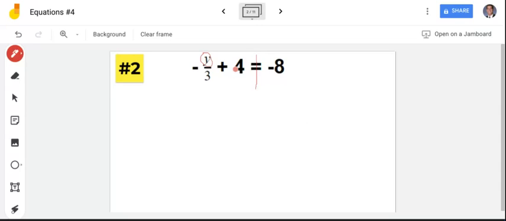And how am I going to move it? Well, I'm going to use inverse operations. How do I undo addition? That would be subtraction, right? I would subtract 4 from both sides of the equation.